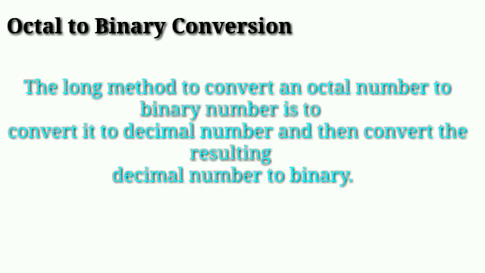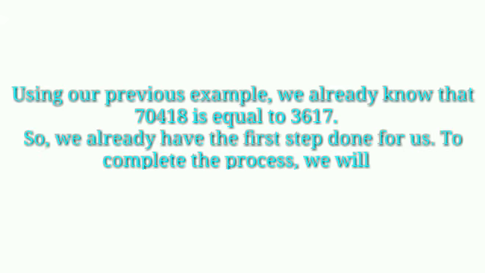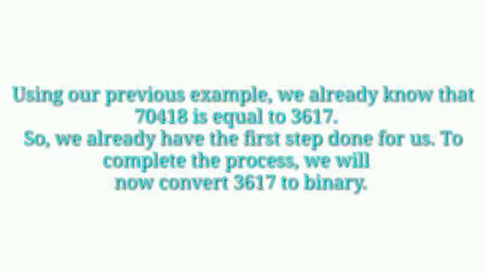Octal to binary conversion. The long method to convert an octal number to a binary number is to convert it to a decimal number and then convert the resulting decimal number to binary. Using our previous example, we already know that 7041 octal is equal to 3617 in decimal. So, we already have the first step done for us.